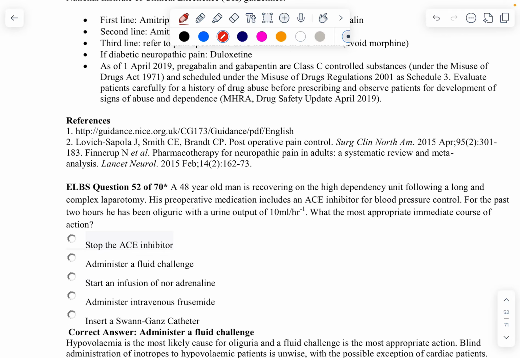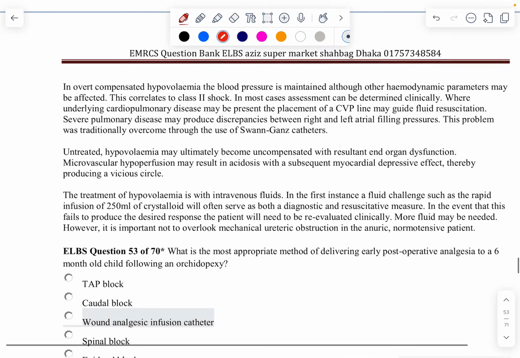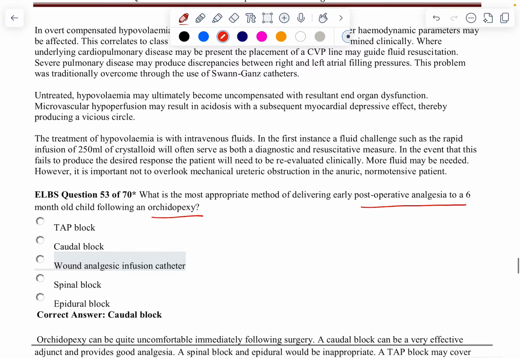A 48-year-old man is recovering in high dependency following long and complex laparotomy. Post-operative medications include an ACE inhibitor, low blood pressure, oliguria. What is the most appropriate immediate course? Administer a fluid challenge. A six-month-old, post-operative paracetamol, caudal block.